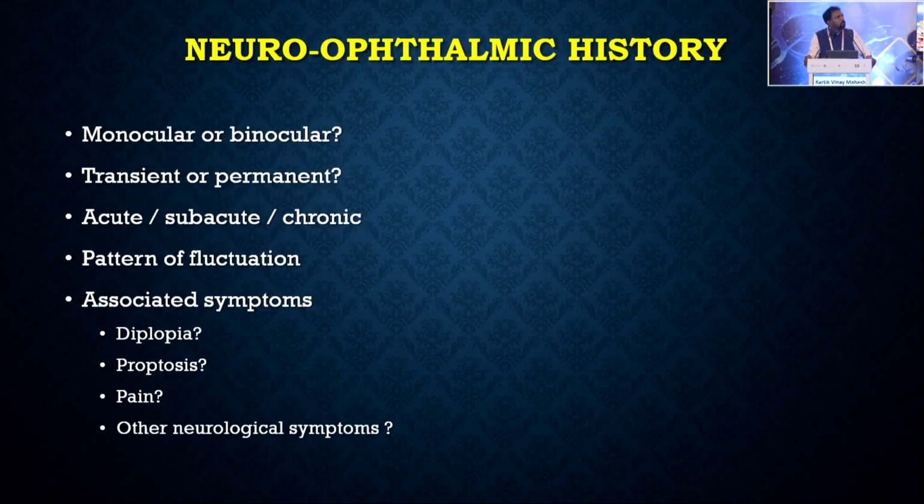First of all, you have to ask the patient, is it monocular or binocular? Is it transient or is it persistent? Is it acute, subacute, or chronic? Is there any associated fluctuation with those? And what are the associated symptoms? Is there pain? Is there diplopia? Is there proptosis? Are there any other neurological features associated which will help you in localizing these patients?